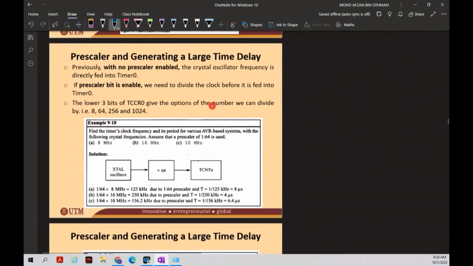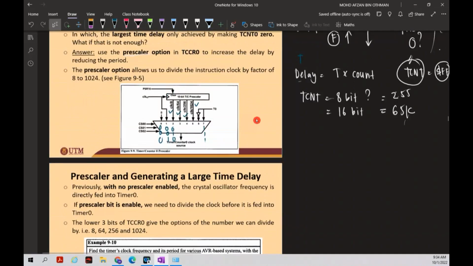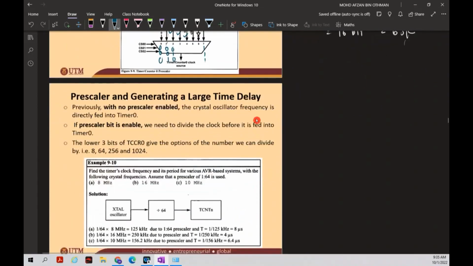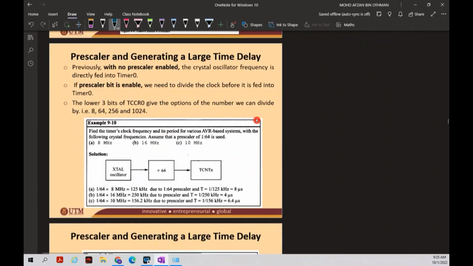Previously, with no prescale enabled, the crystal oscillator frequency is directly fed into timer 0. Without a prescale, here you see this is the clock, and whatever value comes from this clock goes to this clock source. If the prescale bit is enabled, we need to divide the clock before it is fed into timer 0. So this is the clock that you need to divide by the prescale. The lower 3 bits of TCCR0 give the option of the number we can divide by: 8, 64, 256, and 1024.